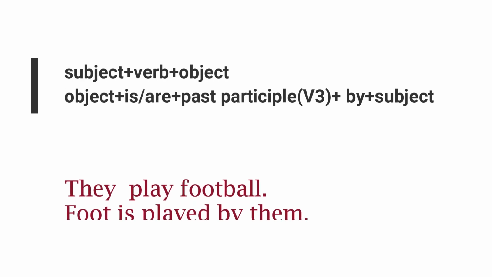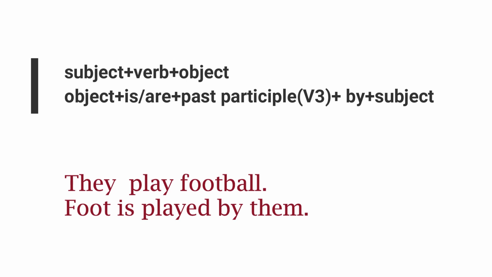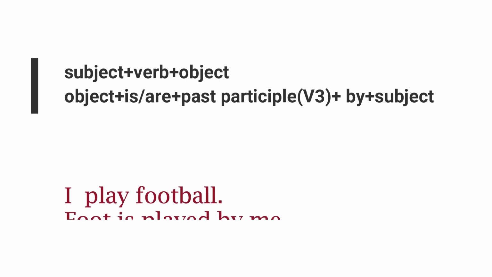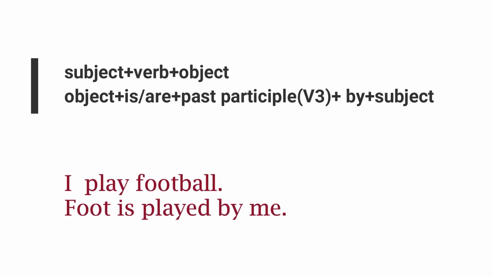Let's try and do one more. They play football. Now they is a subject, play is a verb, football is the object. Now when you change from active voice to passive voice, football is played by them. They becomes them. Previous slide we saw she becomes her. And please see, I play football. Football is played by me. I becomes me.